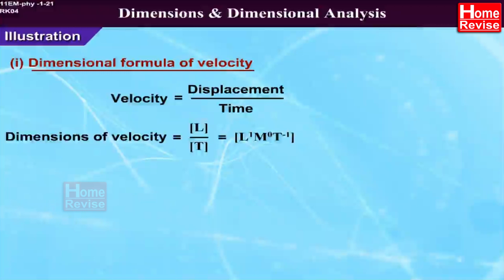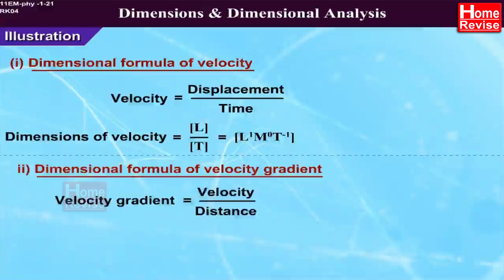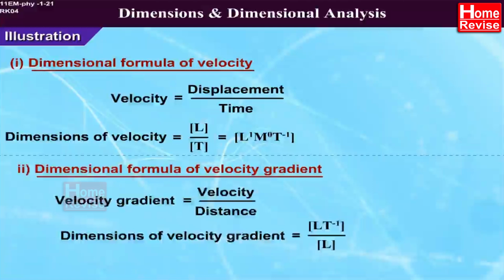Second, dimensional formula of velocity gradient. Velocity gradient is equal to velocity upon distance. Dimensions of velocity gradient is equal to dimensions of LT^-1 upon dimensions of L, which is equal to dimensions of L^0 M^0 T^-1.